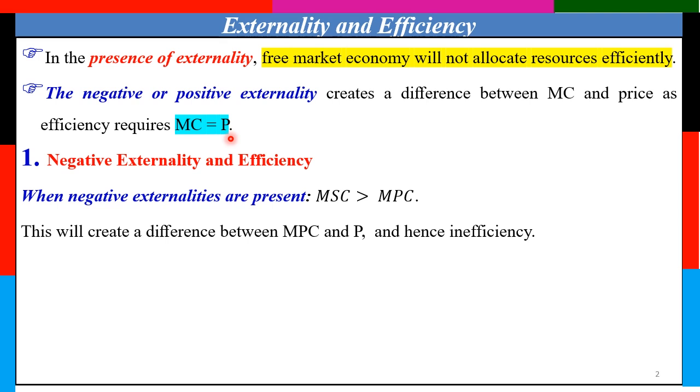Let us see them one by one. What do we mean by the negative externality and efficiency? And again, what do we mean by the positive externality and efficiency?